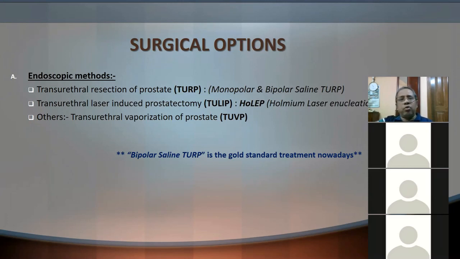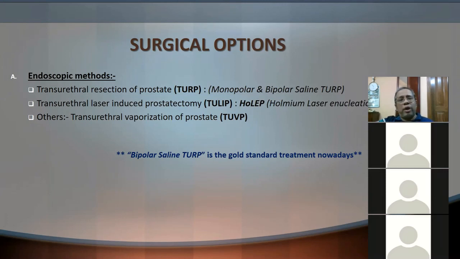But you should know that the world is moving faster, and more advanced treatments are given, with easier recovery and less morbidity, only at the expense of money. The more sophisticated the treatment, the more expensive it is. So these are the treatment options. Endoscopic methods are usually TURP. Another one is TULIP and TUPP.